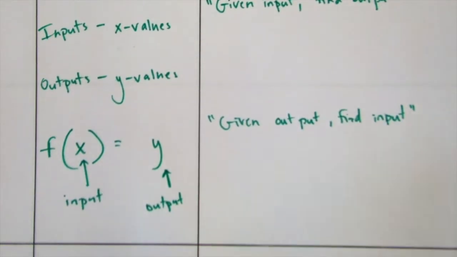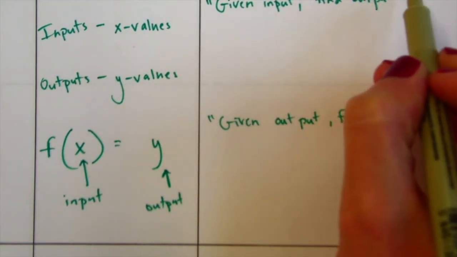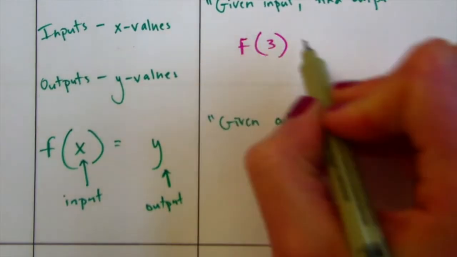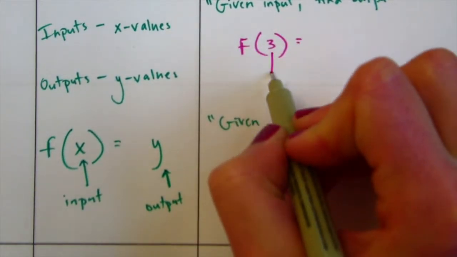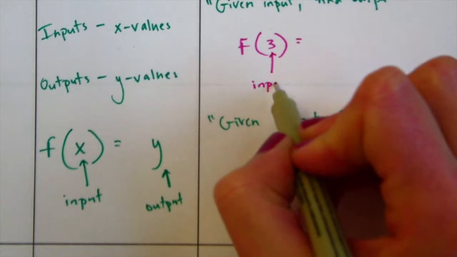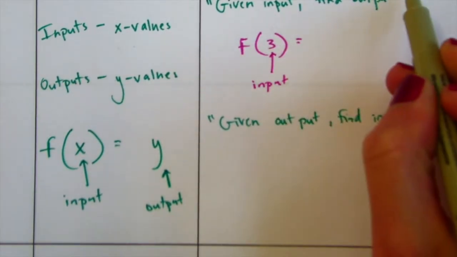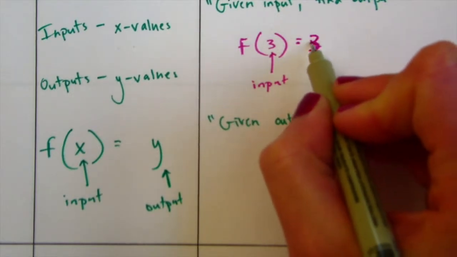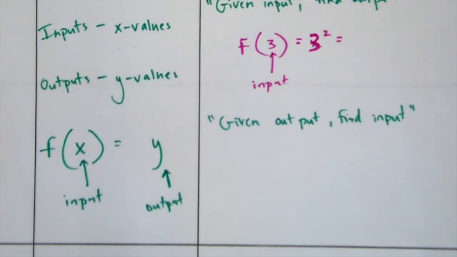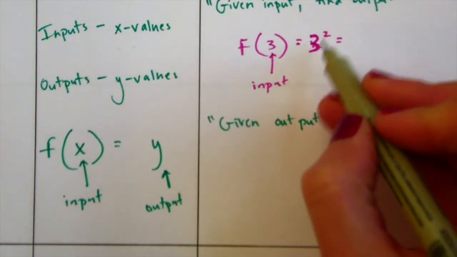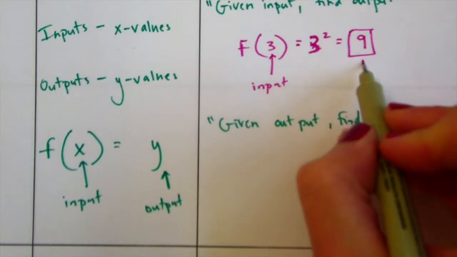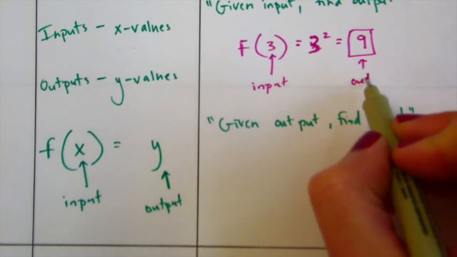So with given input, find output, we'd be asked something like, okay, you have this equation f of x equals x squared, now evaluate f of 3. So we'd say, okay, whatever's in the parentheses is our input. That is what we're going to plug in for x into our equation. So f of 3 would be, sorry, not x squared, 3 squared, plugging in 3 for x, and then 3 squared is 9. So our final output, our final answer would be 9.